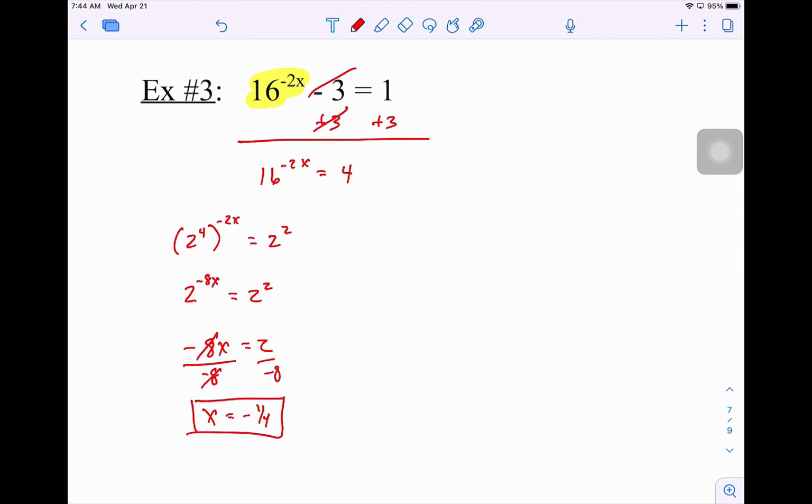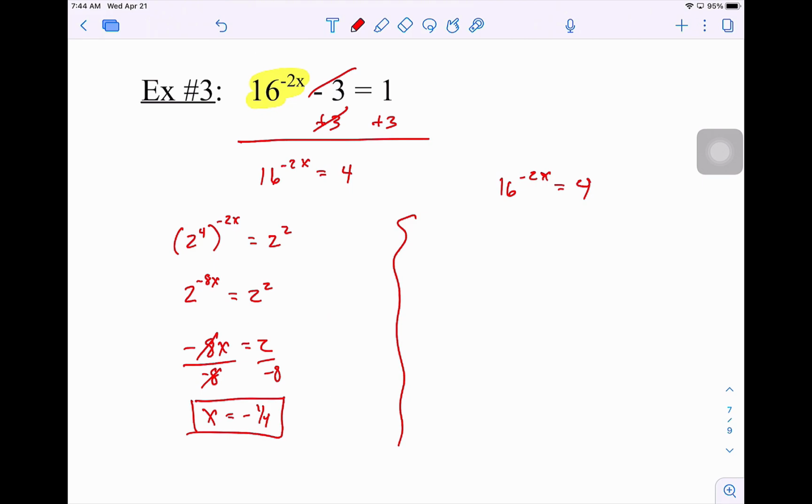I can reduce these both to the same base, and therefore we've got our answer. Or again, the second option is, at this point, 16 to the negative 2x equal to 4. You actually have three options here. You could go by the definition of a log and rewrite this as a logarithm now, or we could take the log of both sides and bring the negative 2x out front. We could use that property. So we actually have three different ways to solve this.